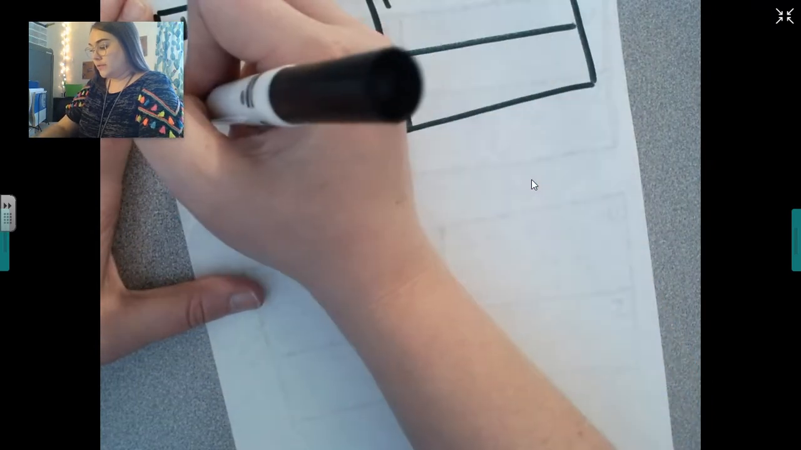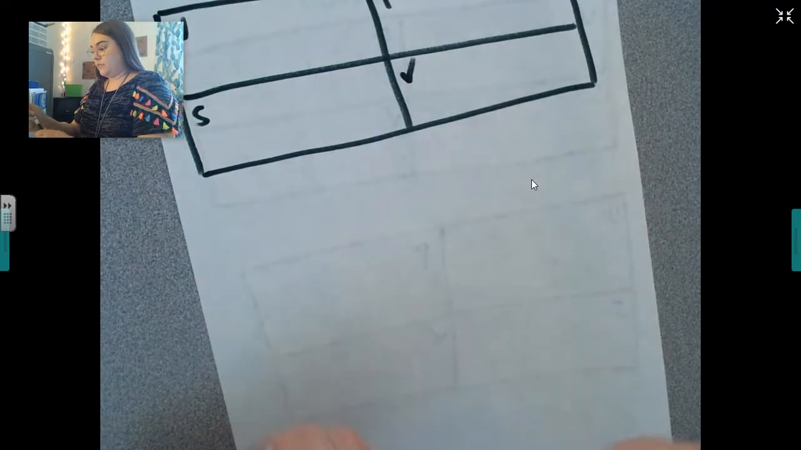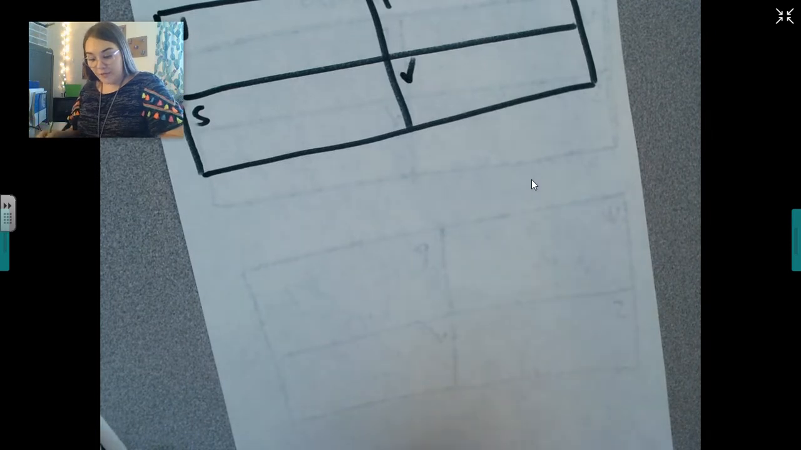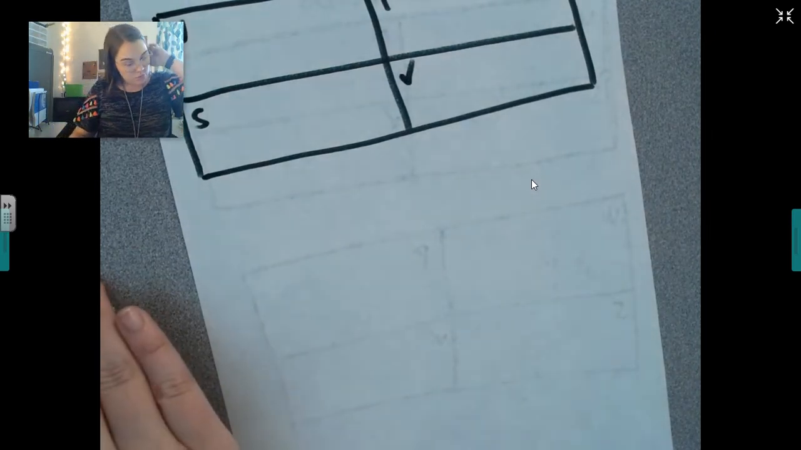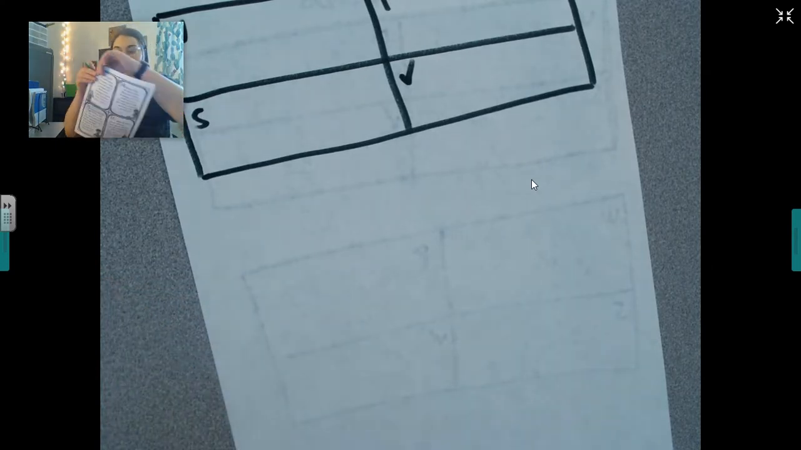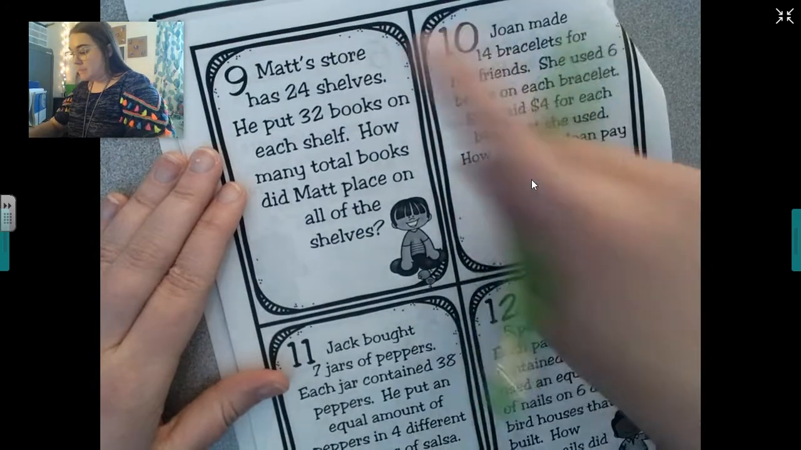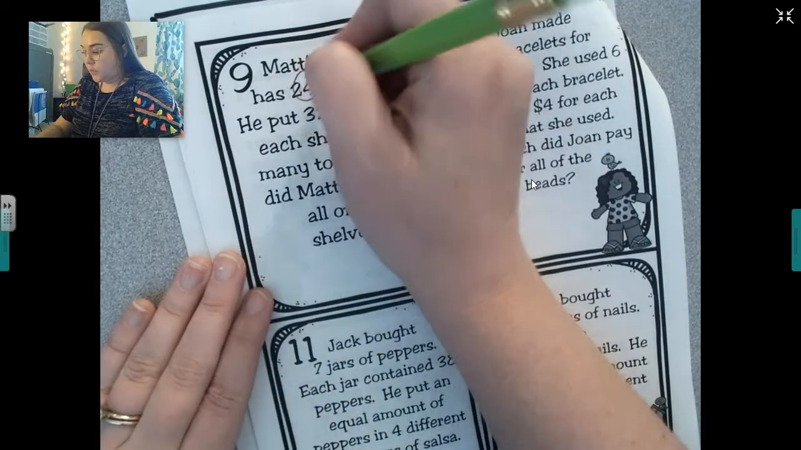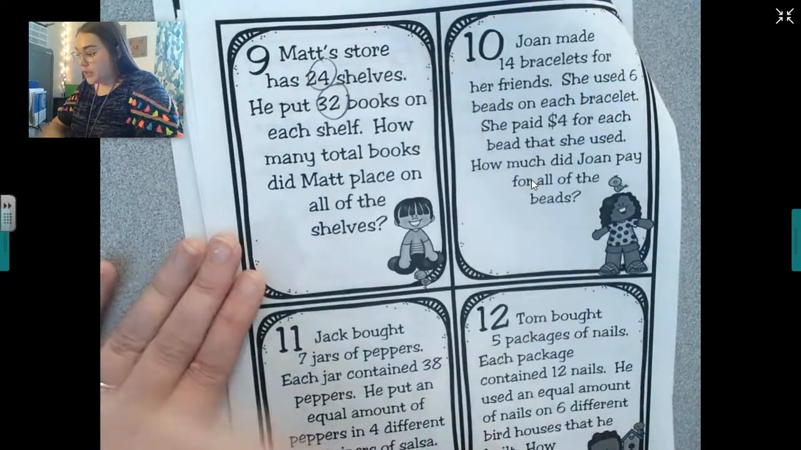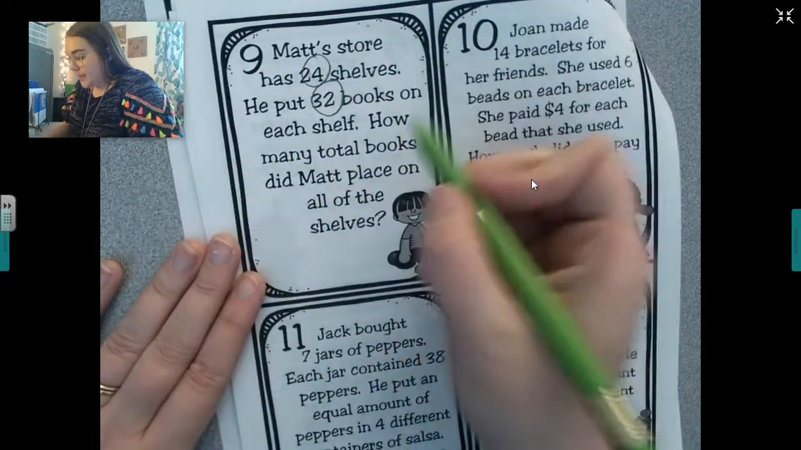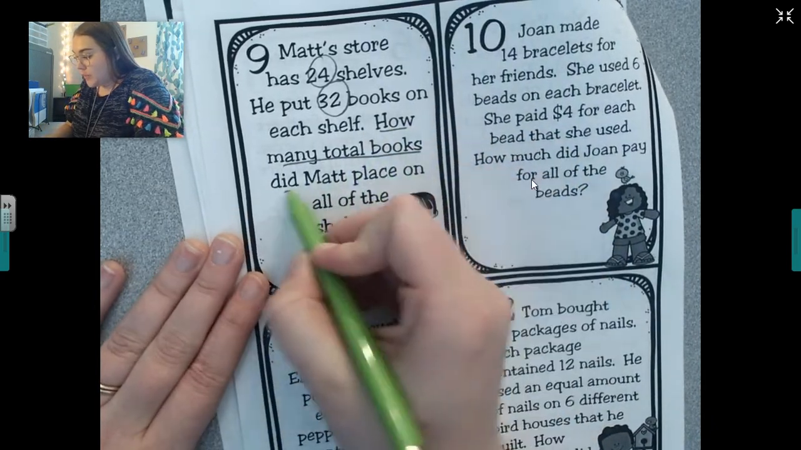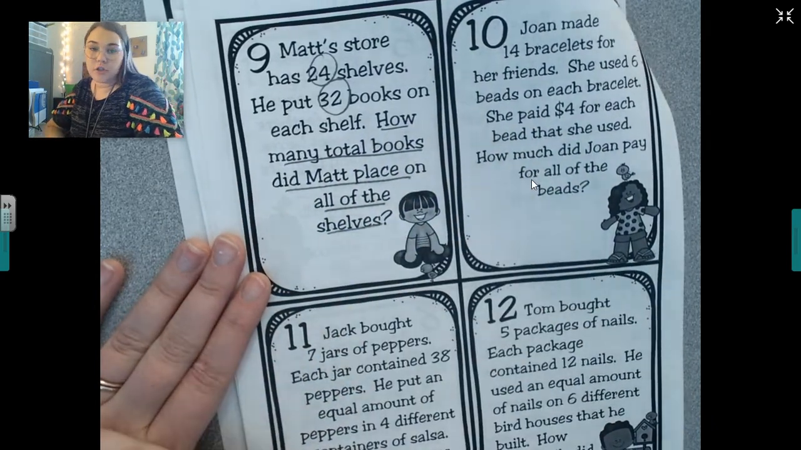Okay, on this one you have to solve and check it by yourself. And I'm not going to help you with this one. Matt's store has 24 shelves. He put 32 books on each shelf. How many total books did Matt place on all of the shelves?